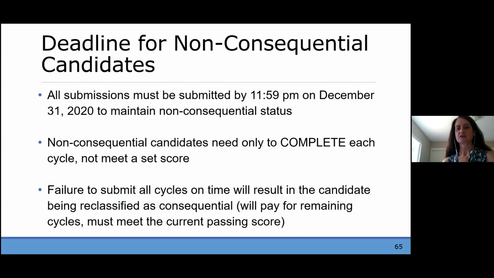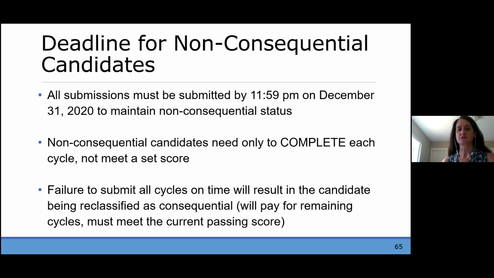And also a reminder for those out there who may still have non-consequential candidates in their programs. These are candidates who initiated the CalAPA process during the first academic year. We are coming up on the deadline for them to complete all 3 of their cycles. That deadline is December 31st of 2020. They need to complete all 3 of the cycles. Remember, non-consequential candidates are not being held to the passing standard.